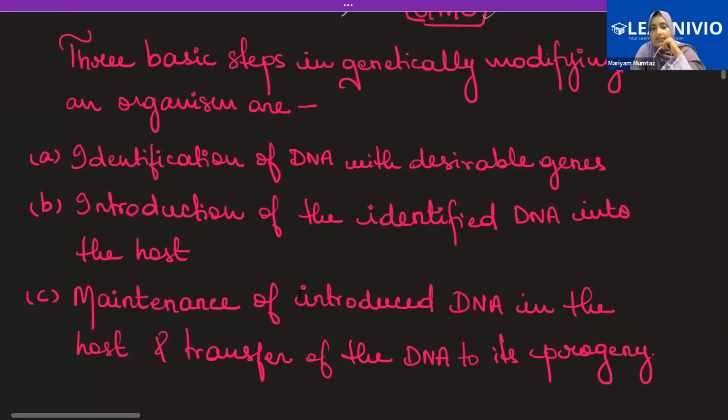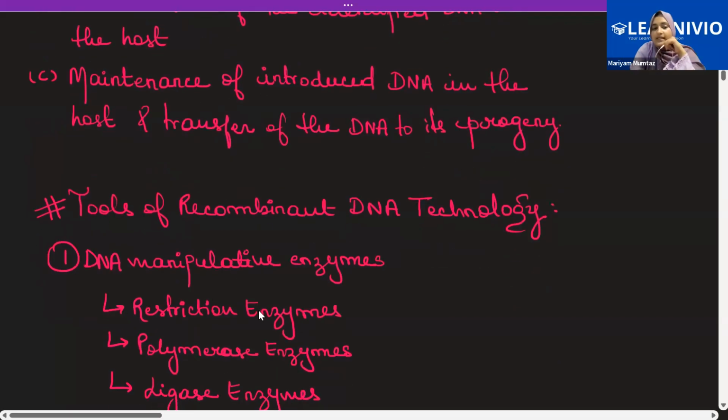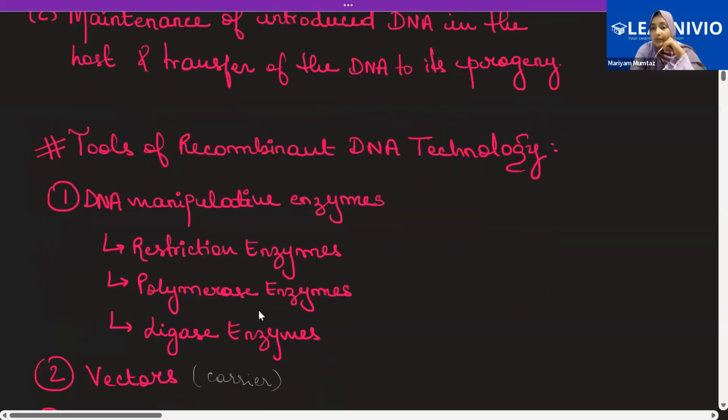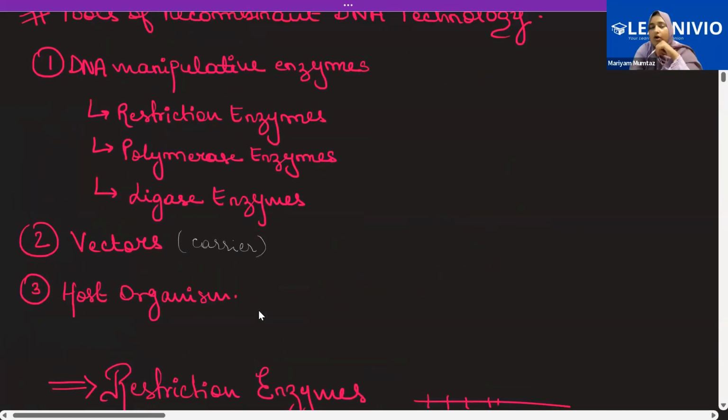Is it clear, students? Did you understand this much? Yes, ma'am. So this is, all in all, the gist of the chapter. Now we're going to see what tools we utilize in recombinant DNA technology, what various things are needed, how the process happens, all of that.